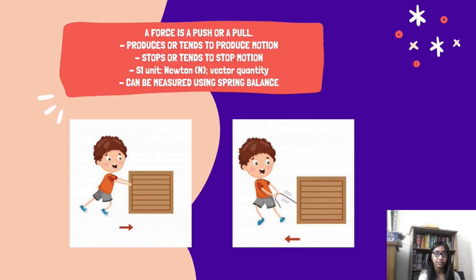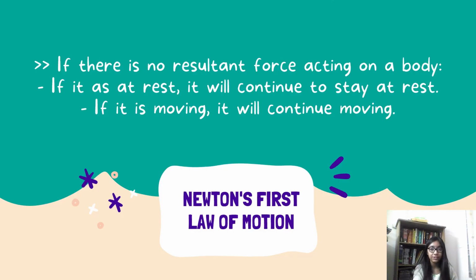Newton's first law of motion states that if a body is at rest or moving at a constant speed in a straight line, it will remain at rest or keep moving in a straight line at the constant speed unless there is a resultant force acting upon the object.